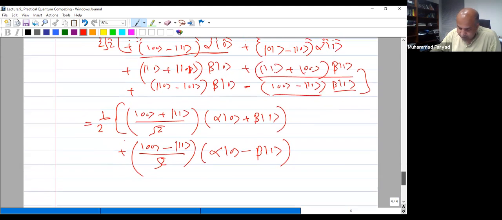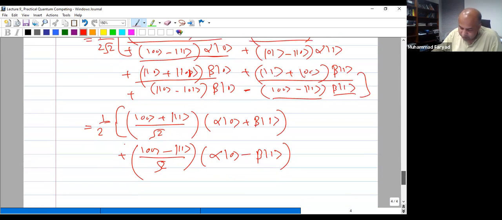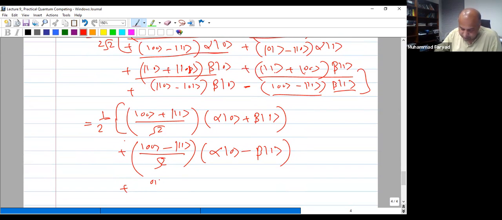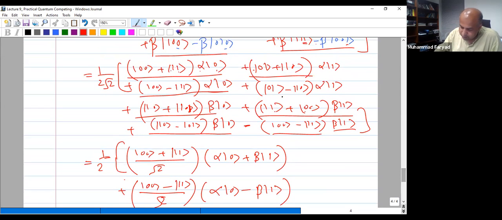And from this one, this is |10⟩ + |01⟩, so this is also |01⟩ + |10⟩ times alpha. So here I get (|01⟩ + |10⟩) into (alpha of 1 + beta of 0). And when I use this one and this one, this is |01⟩ − |10⟩, and this is |10⟩ − |01⟩.